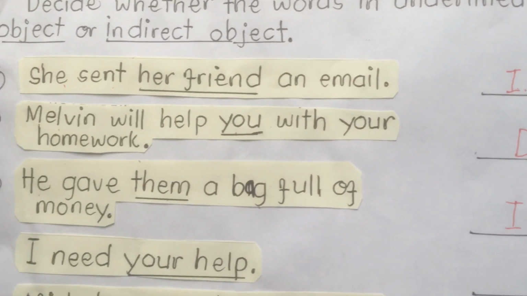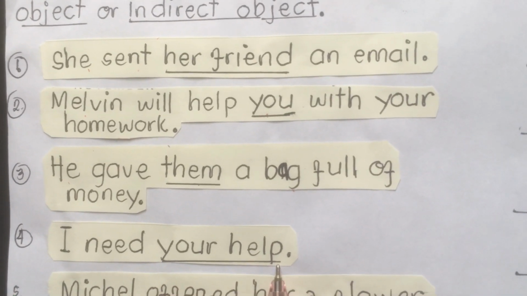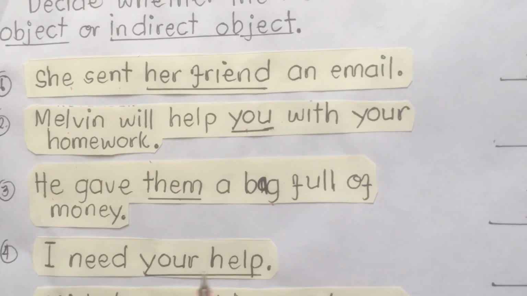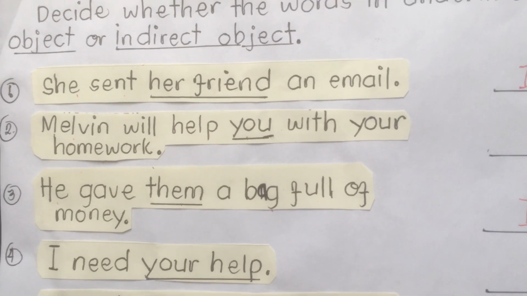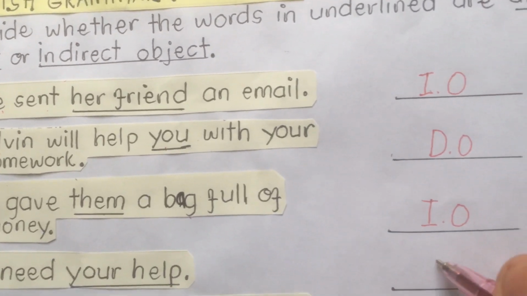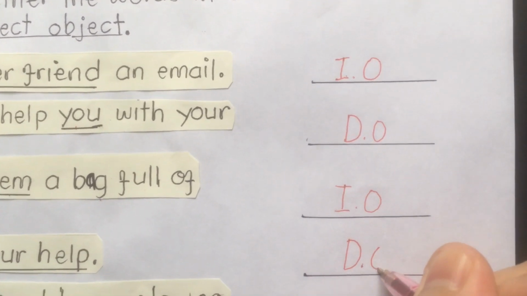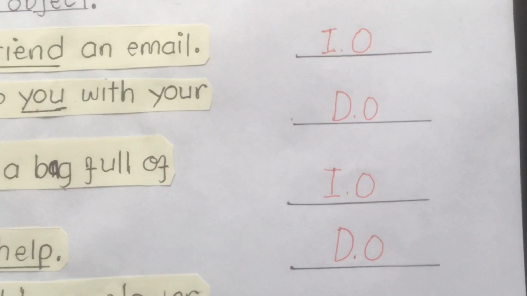4. I need your help. Okay, the underlined word here is your help. So what particular words is that for number 4? This is DO, direct object.